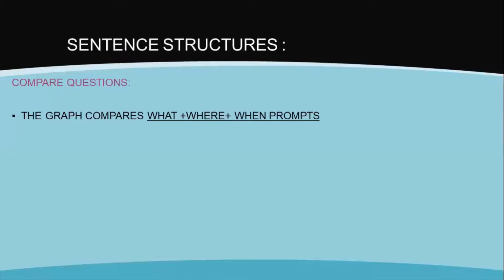If the question is about the percentage of population of India in 1990, okay, take it as an example. You can write, the graph compares the percentage, or you can change it, if percentage is given, you can change it to proportion. The proportion of population in India. Okay, if it is about 3 different areas, you can use 3 different areas in India, and then you can use a when prompt.